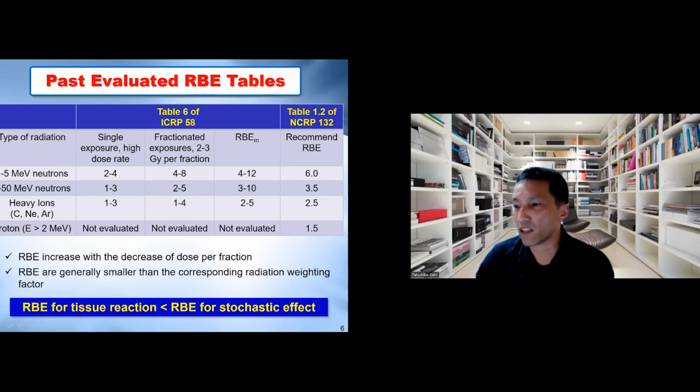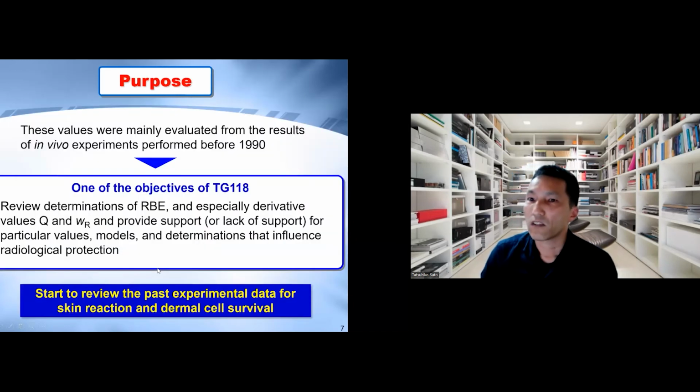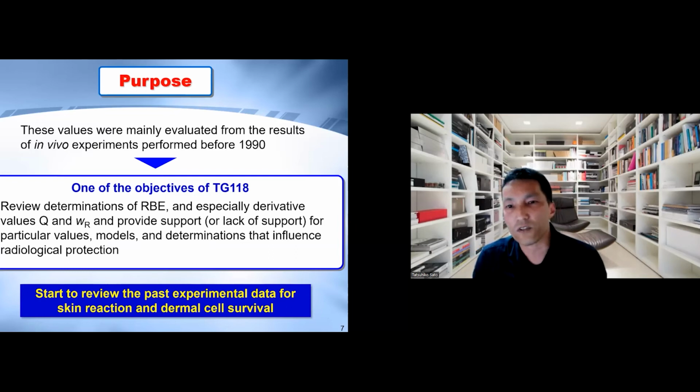And as you see, the RBE increases with a decrease of dose per fraction. And RBE are generally smaller than the corresponding radiation weighting factor. That means RBE for tissue reactions are smaller than RBE for stochastic effect in general. However, these values are mainly evaluated from the results of in vivo experiments performed before 1990.